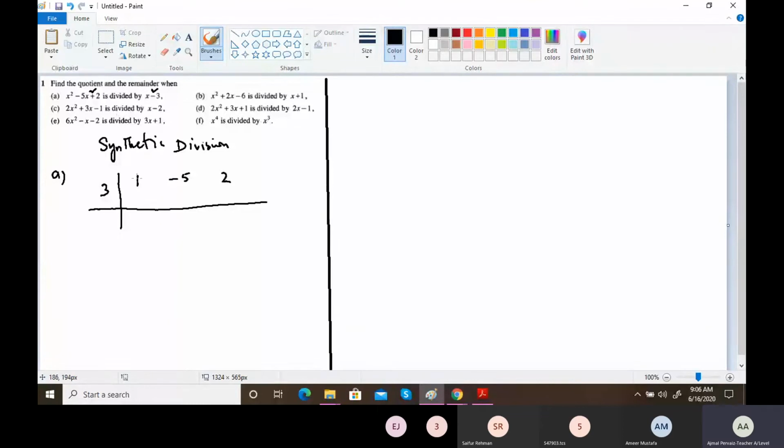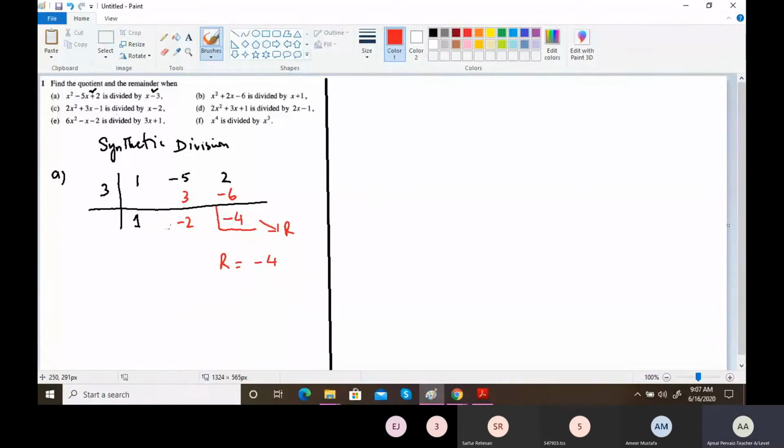Okay, first step: take the first number down as it is. You don't need to do anything with this. Now the second step is 3 times 1 and written over here. Then you add both of them. What comes up? Minus 2. Then 3 times minus 2 becomes minus 6. Then you add them and you are left with minus 4. Now this is the last number which is left with you. This is your remainder. So your remainder is going to be minus 4 in this regard.